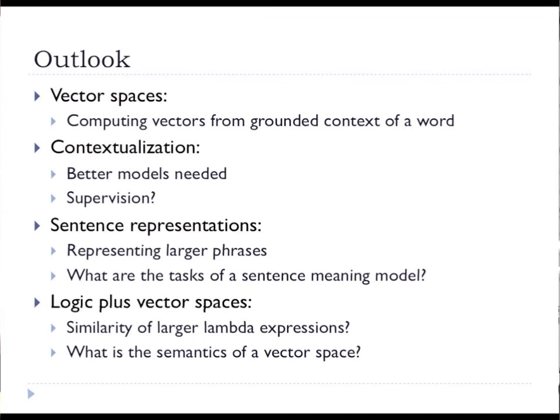Logic plus vector spaces, so far I've only looked at paraphrases for individual words. So can we talk about similarity of larger lambda expressions to get at multi-word paraphrases? Another question is, well, we know what the semantics is for logical form. It's usual model theoretic semantics. But what's the semantics of a vector space?